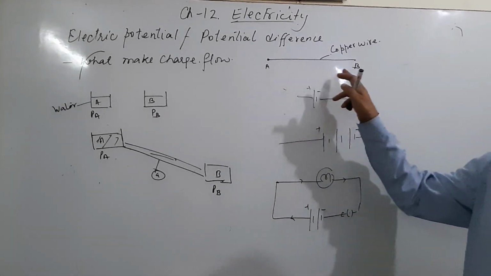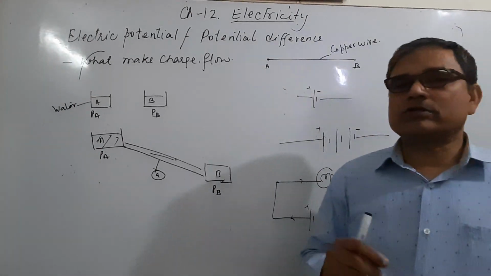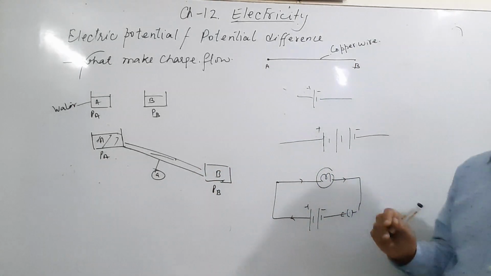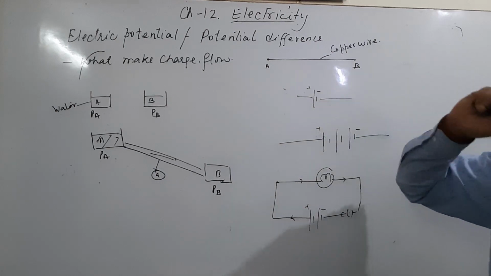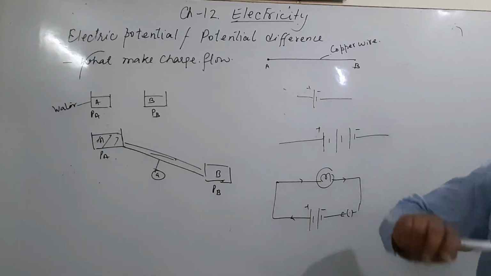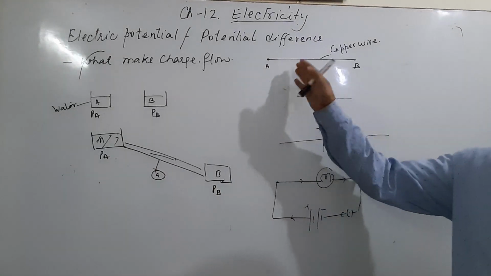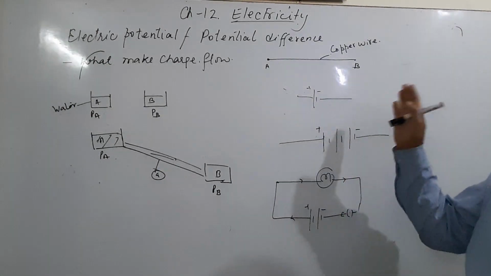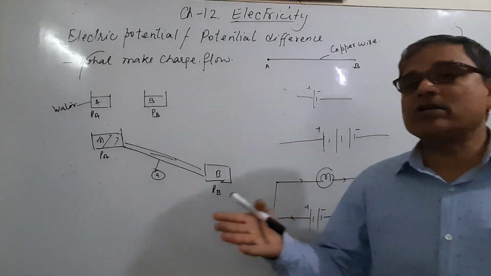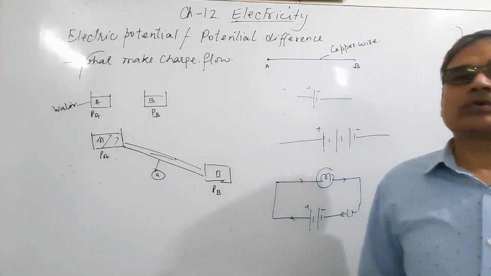For this, AB is a conductor. Conductors are those substances which allow the electric current to pass, like copper, made up of a copper wire. How does the charge flow through a conductor? They are at rest. But how does the charge flow in copper AB, in conductor AB? And what makes the charge flow inside the wire, inside the conductor?